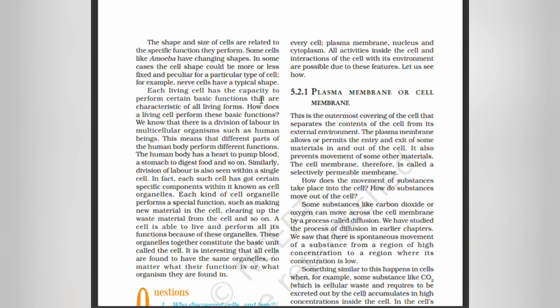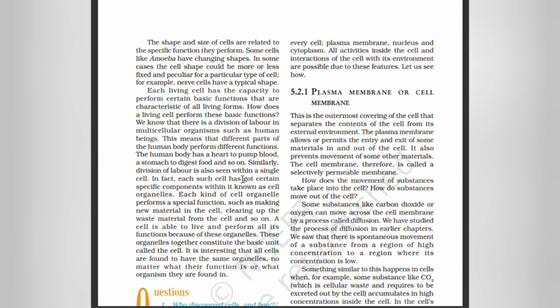Each living cell has the capacity to perform certain basic functions that are characteristic of all living forms. How does a living cell perform these basic functions? We know that there is a division of labor in multicellular organisms such as human beings. This means that different parts of the human body perform different functions. The human body has a heart to pump blood, stomach to digest food, and so on.